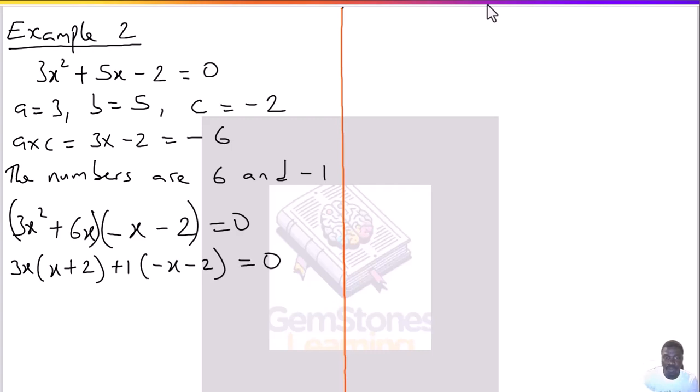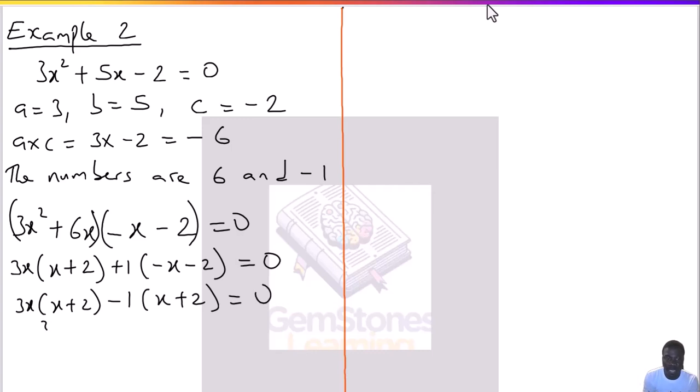What can you notice? Both brackets are opposite. Here x is positive, here x is negative. Here 2 is positive, 2 is negative here. So when we have something like this, we introduce a minus sign instead of a plus sign. So this will be 3x into bracket x plus 2 minus 1 into bracket x plus 2. So that when you open the bracket, you're going to have the same thing you have up there. Minus 1 times x will give me minus x. Minus 1 times plus 2 will give me what? Minus 2. So equals to 0.